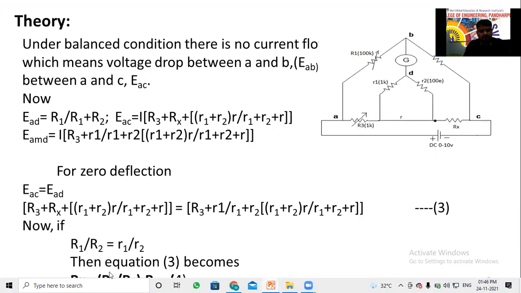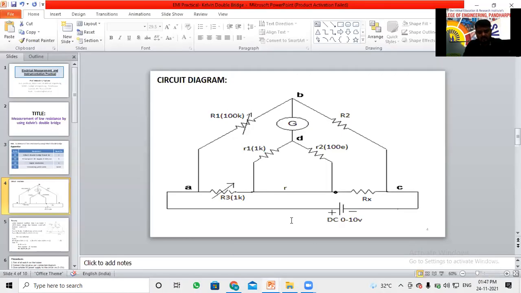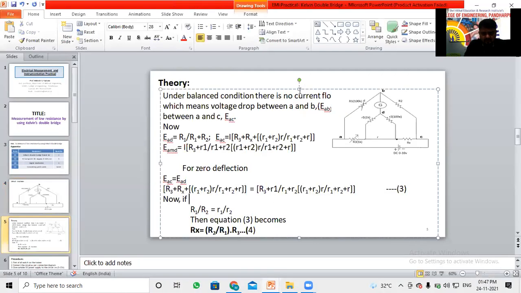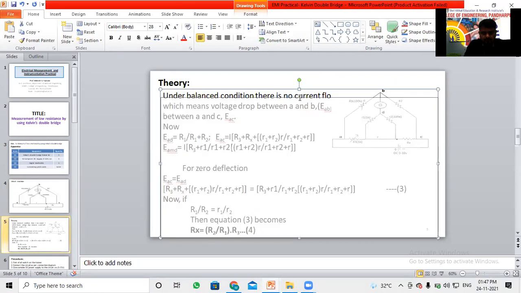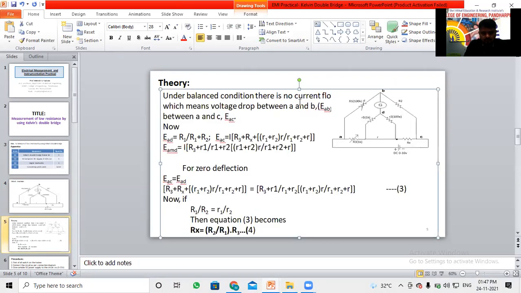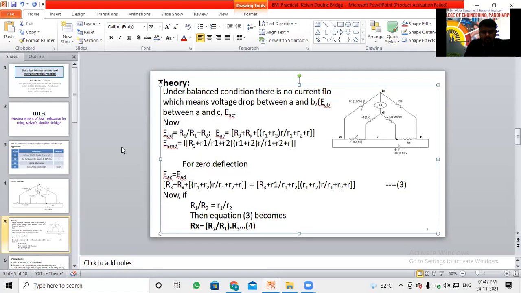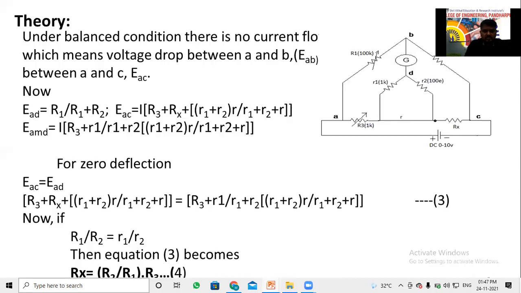Is it visible? Complete downside, is it visible? See here. This one Rx equal to, what is that? Is it R2 by R1 into R3? So R2 R3 divided by R1, you can write like this.